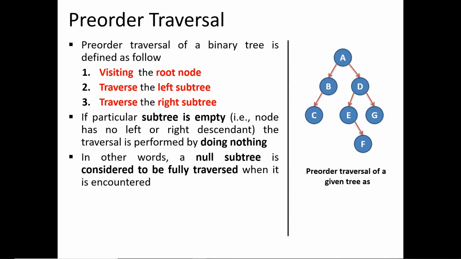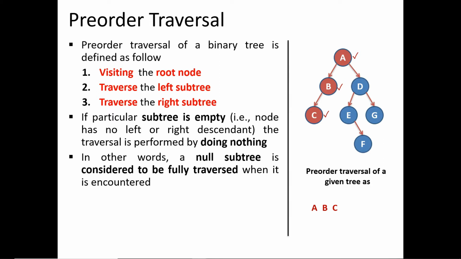Now pre-order traversal of the given tree: first we have to visit node A, that is the root node. So we write A first in the pre-order traversal, right? Then we have to visit the left subtree of the tree. So we visit node B and write B. Then the next node is C. We visit this node C because it is in the left subtree, and write C over here. Then our left subtree is fully visited.